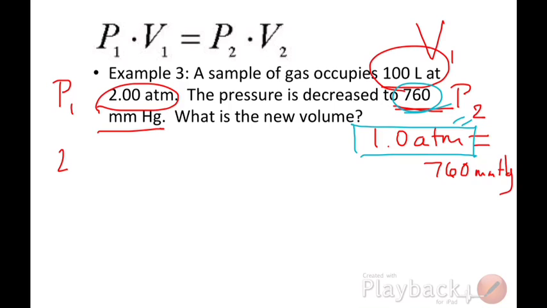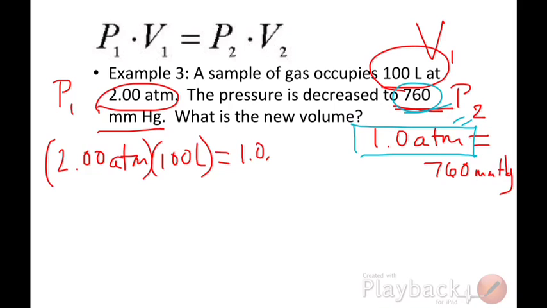So pressure 1 was 2 atmospheres times volume 1 is 100 liters. Pressure 2 is 1 atmosphere. And we don't know V2. All of our examples are solving for V2. Oh well. This is a really easy one because the only thing stuck to our volume 2 is 1 atmosphere. 1 times anything is just 1. But we can still do the math, cross it off.